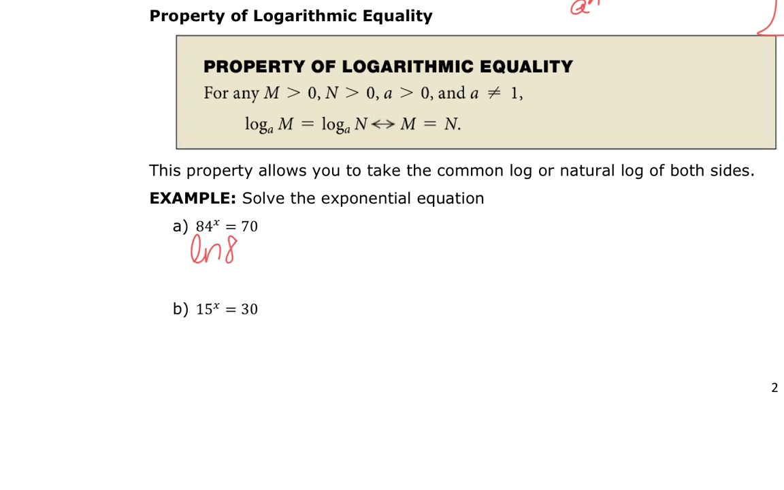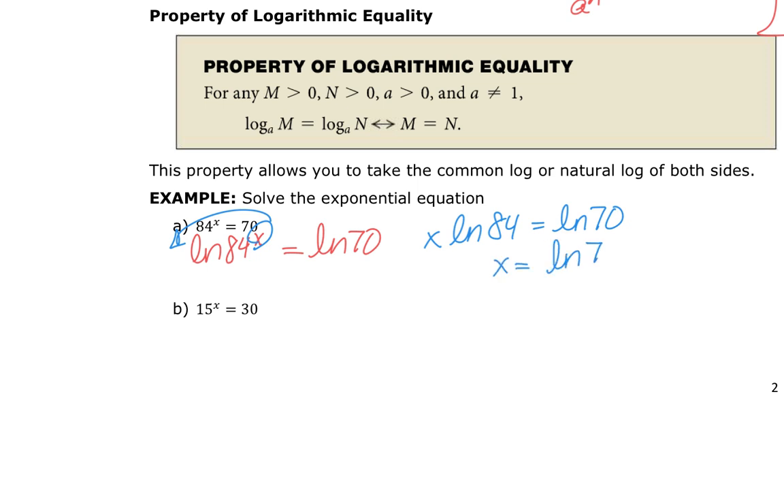So the ln of 84^x is equal to the ln of 70. Then I'm going to use the power rule and bring that out front. And so I'm going to have x times the natural log of 84 is equal to the natural log of 70. Since the natural log of 84 is just a multiplier, it's just a number, I can divide both sides by it. So I have x is equal to the natural log of 70 divided by the natural log of 84. And I can leave it just like that.